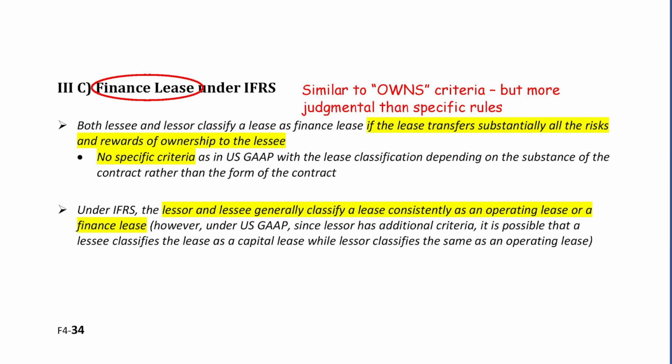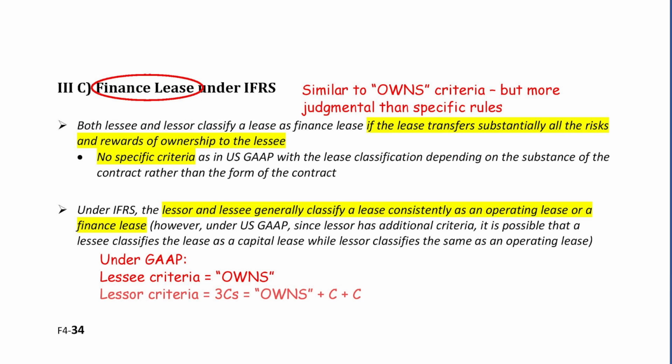But under GAAP, lessee criteria equals owns. Lessor criteria equals 3 C's, which is owns plus C plus C. So under GAAP, there could be a case where the lessee classifies a lease as a capital lease and the lessor still accounts for it as an operating lease, which is not the case under IFRS.